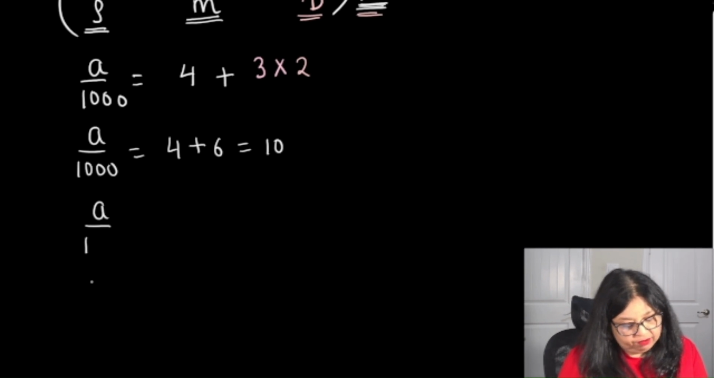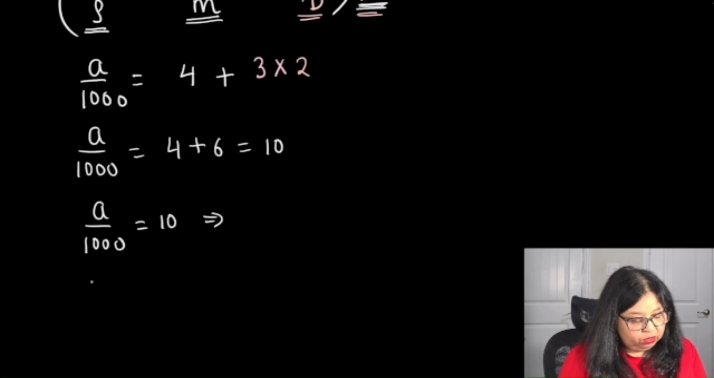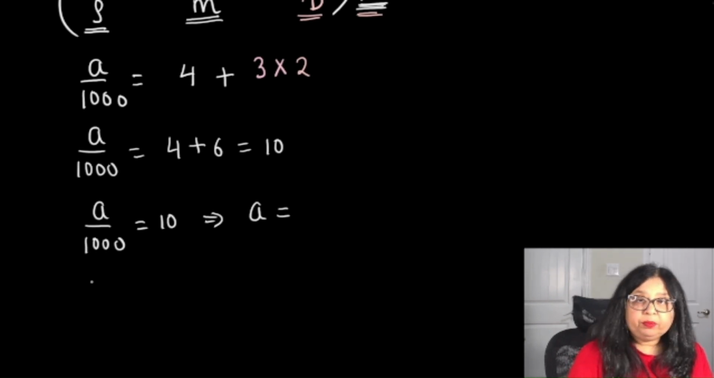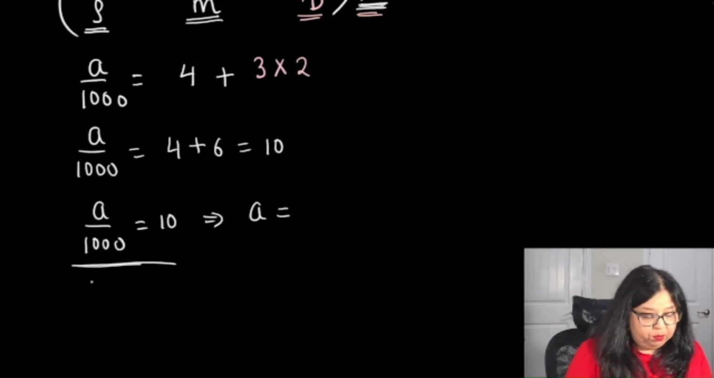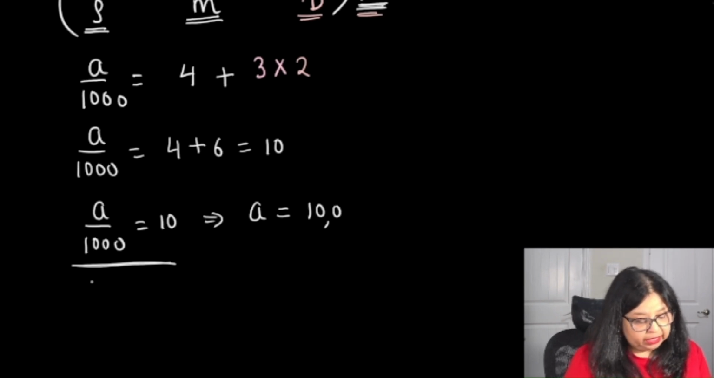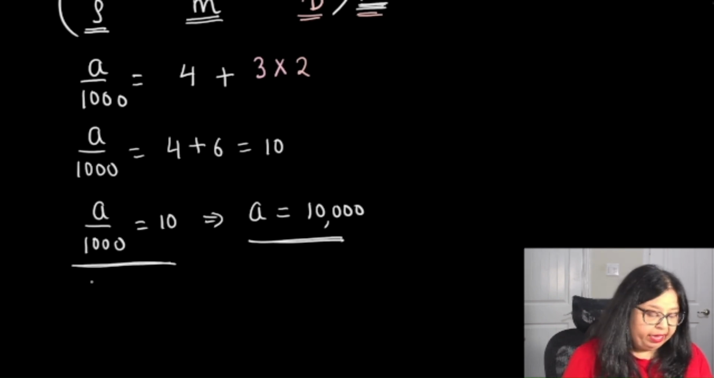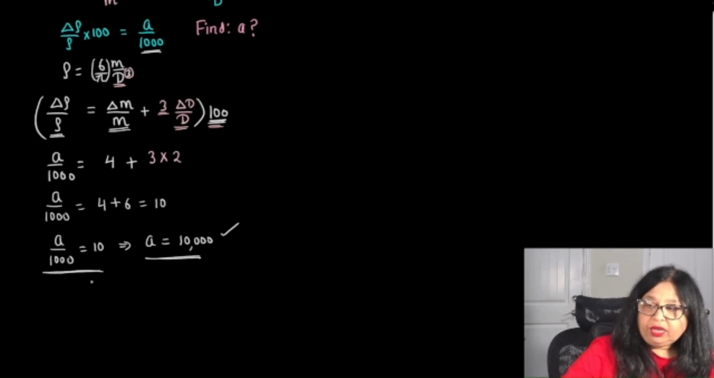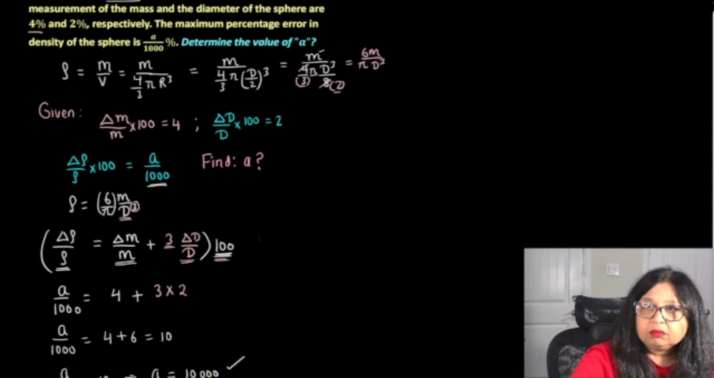That gives us A divided by 1,000 equals 10, which gives you A equals what? Well, multiply both sides of A over 1,000 equals 10 by what? 1,000. That will give you A equal to 10,000. And what are we asked to solve for? The value of A. And we got it right here. So here's the problem, all of it.